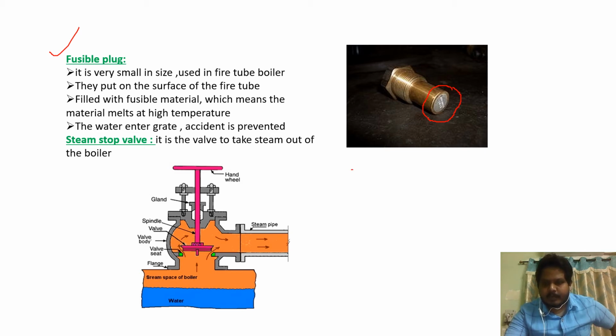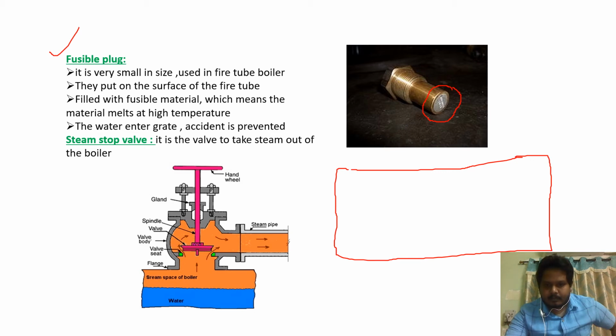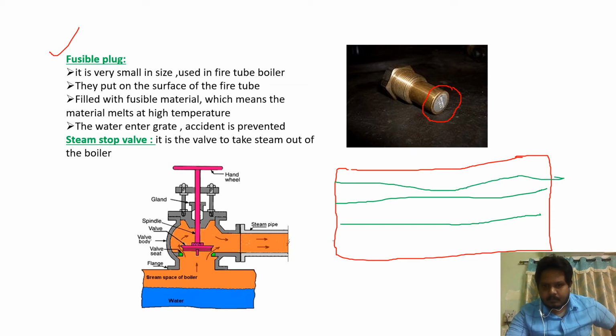As we know, in the fire tube boiler, let me draw a line diagram. Now, as we know, in fire tube boilers, flue gases will enter into the tubes and the shell is partially filled with water. This concept we already discussed. Now let us see the use of the fusible plug.